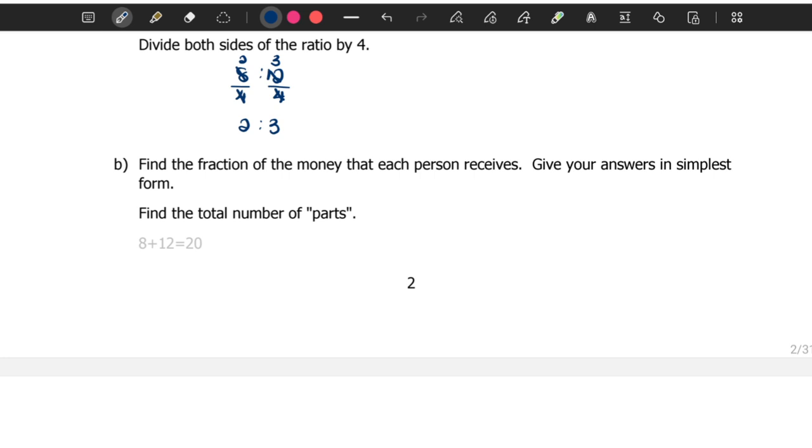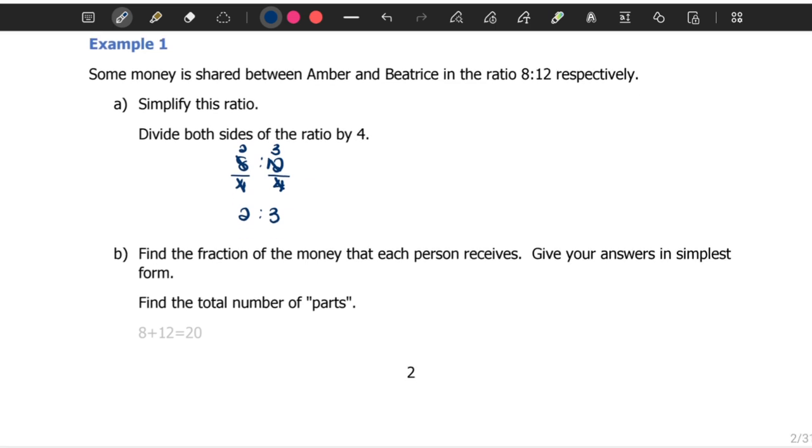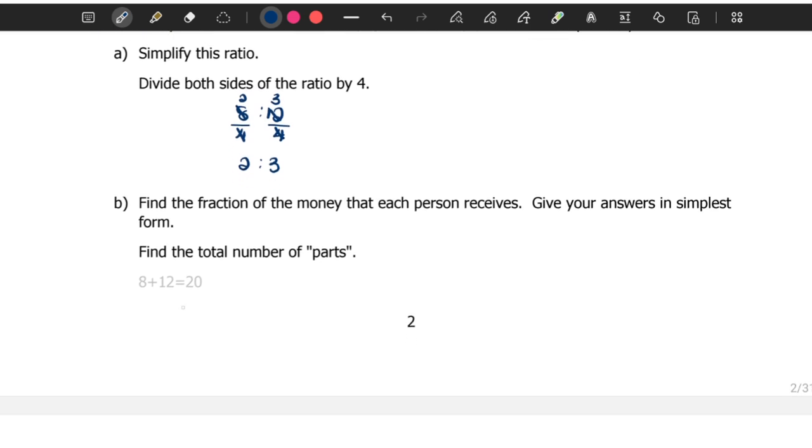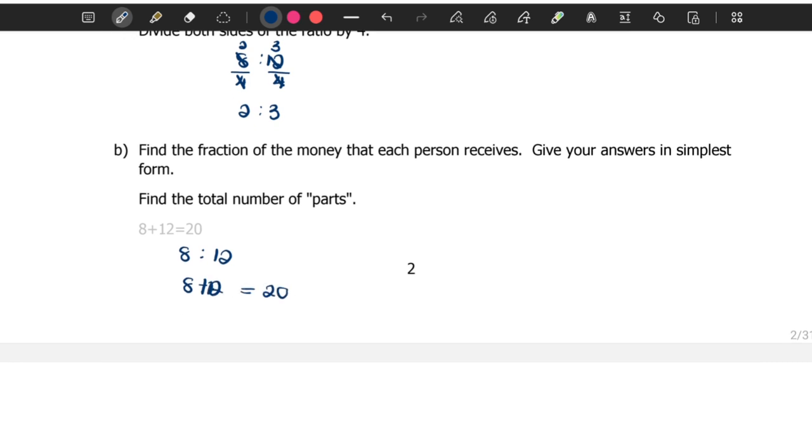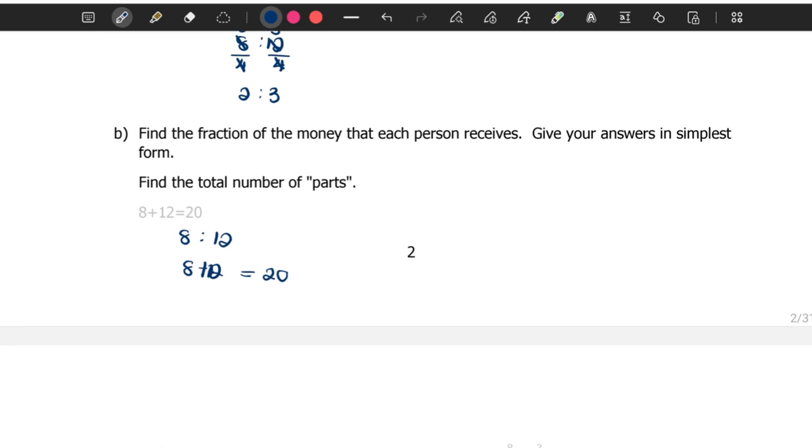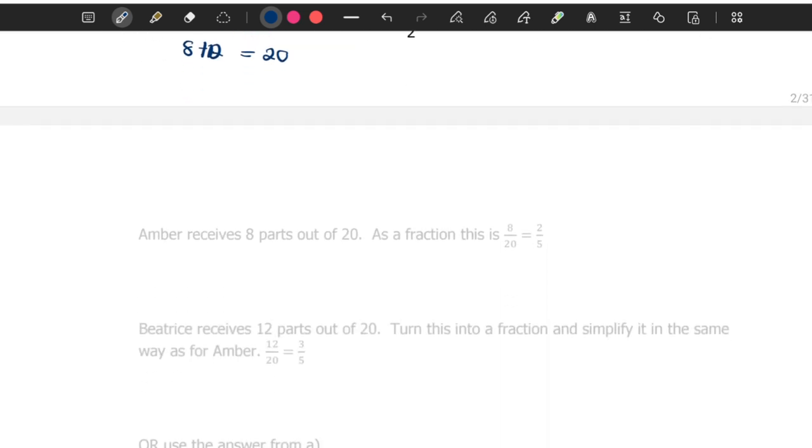Write the total number of parts, right? So for fraction, we have figured out that they have 8:12, right? That means that the total number of parts is going to be 8 plus 12, which gives us 20. And when we look at it, Amber receives 8 parts of the 20. Simplifying this, 4 into 8, that's 2. 4 into 20, that is 5. So 2/5.